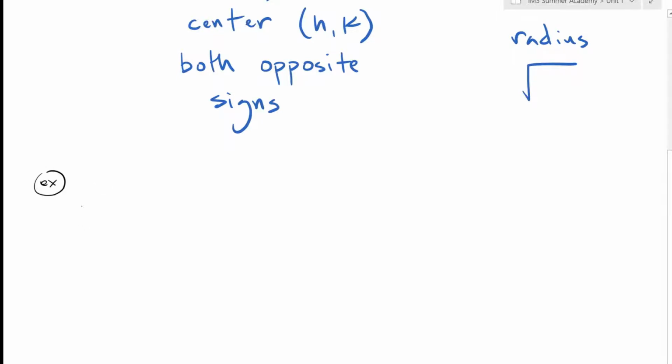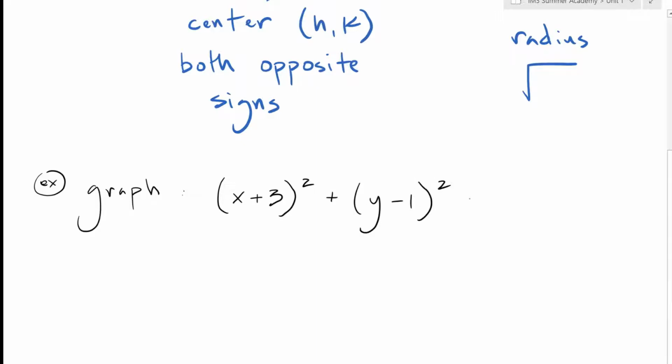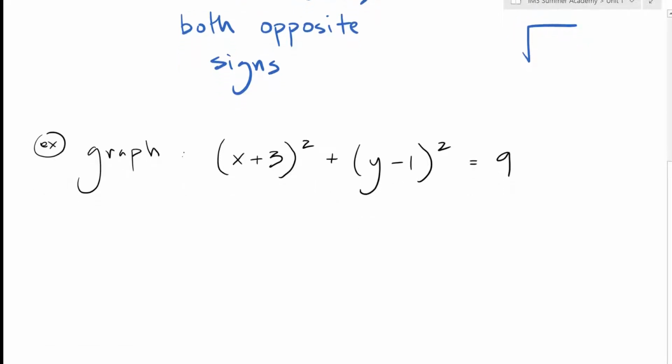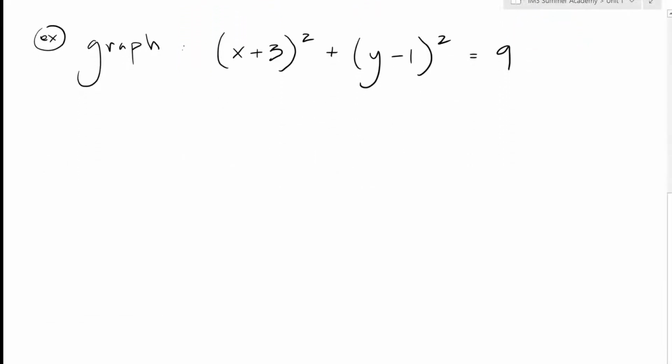They're going to ask us to graph the following equation: (x plus 3) squared plus (y minus 1) squared equals 9. And that's going to give us all the information we need to actually graph this circle. And we'll see why it creates a circle in a second.